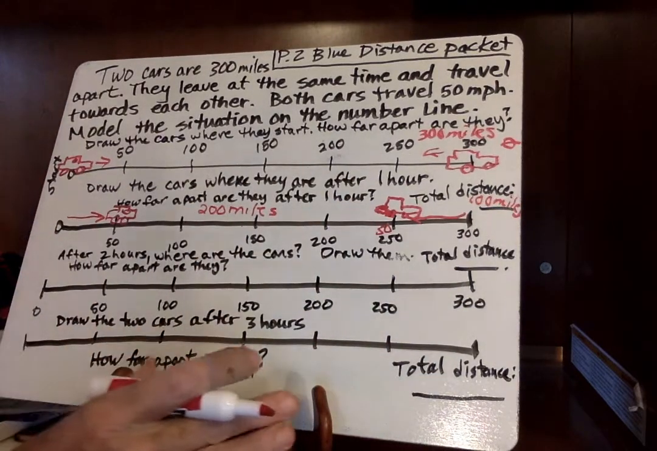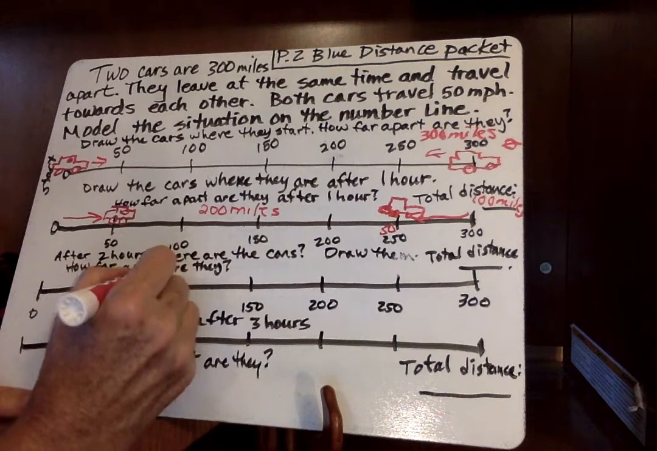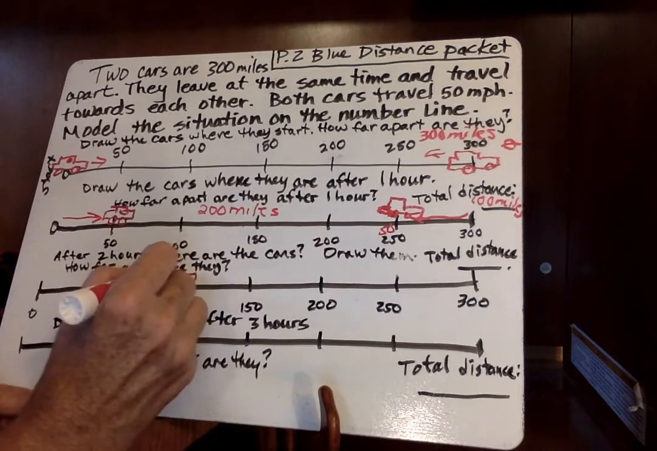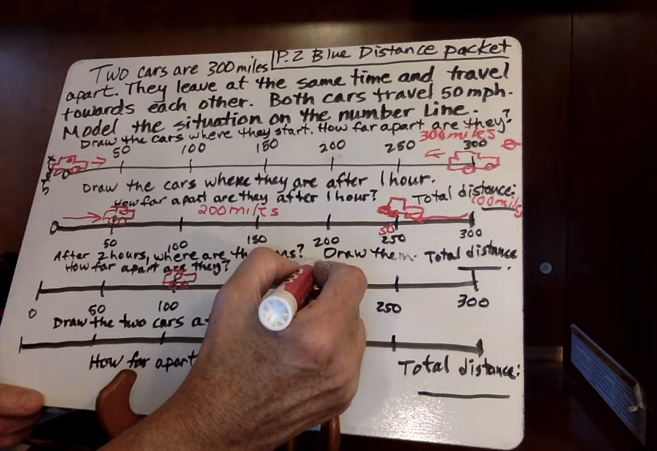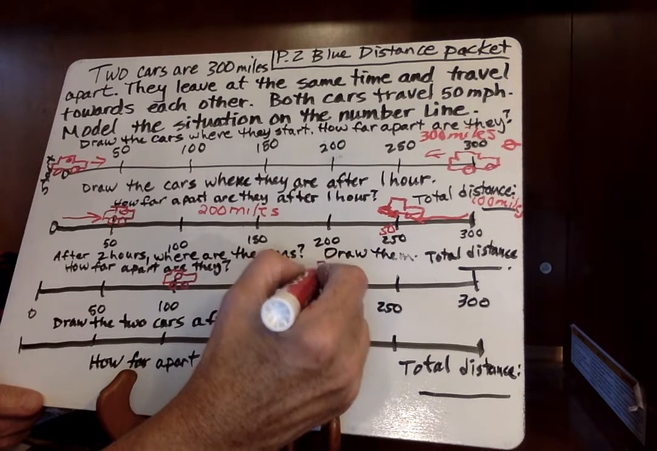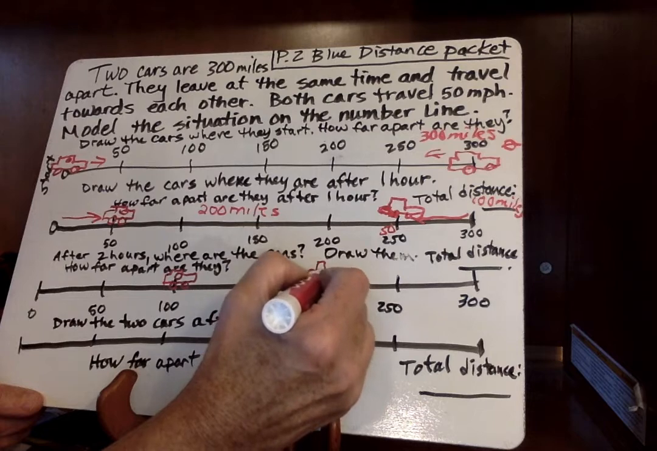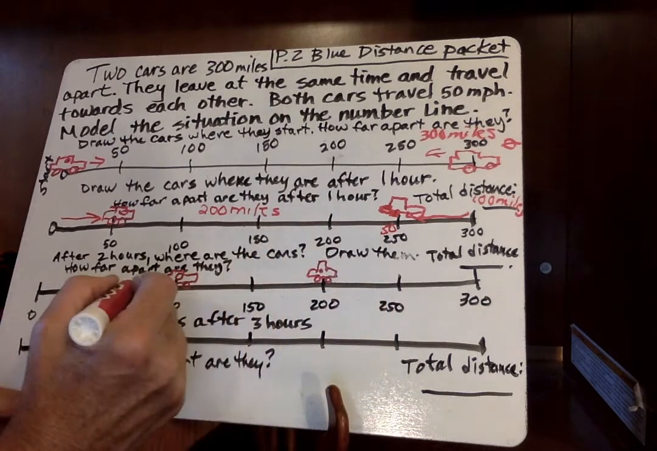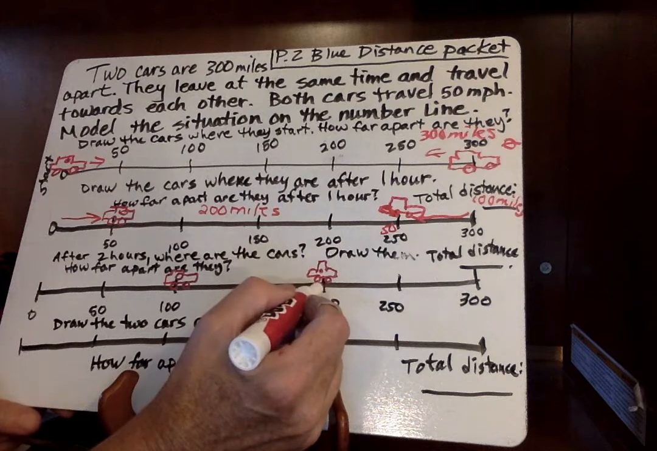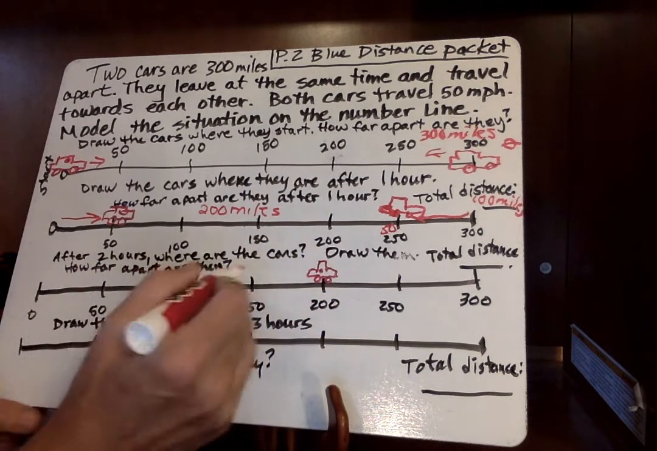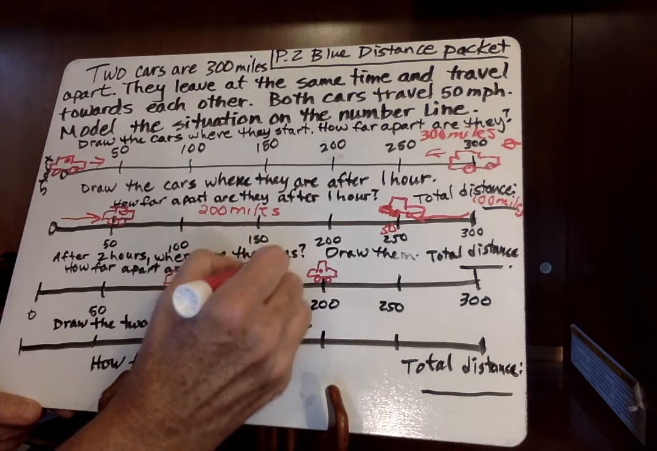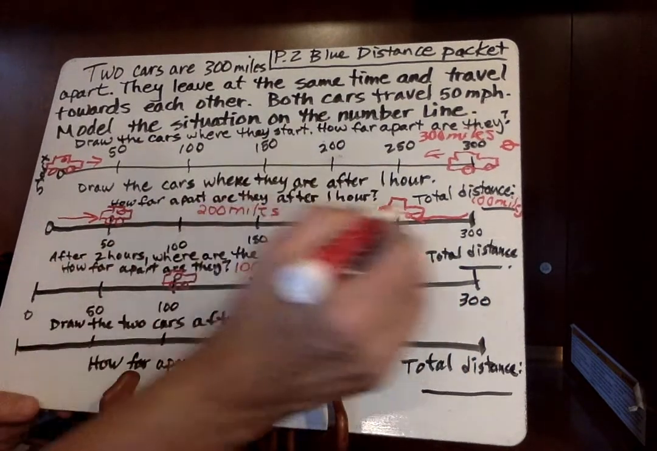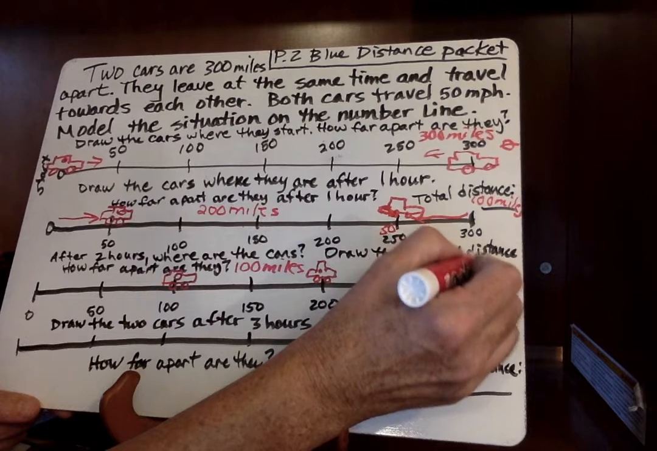Okay? All right. After 2 hours, where are the cars? So I'm going to draw my car again. And this car has gone another 50 miles, so they're a little bit closer here. Okay, so how far apart are they? Now we take 200 minus 100. They are 100 miles apart now. The total distance now that they've traveled, this one's traveled 100, this one's traveled 100. So the total distance is they've traveled 200 miles.